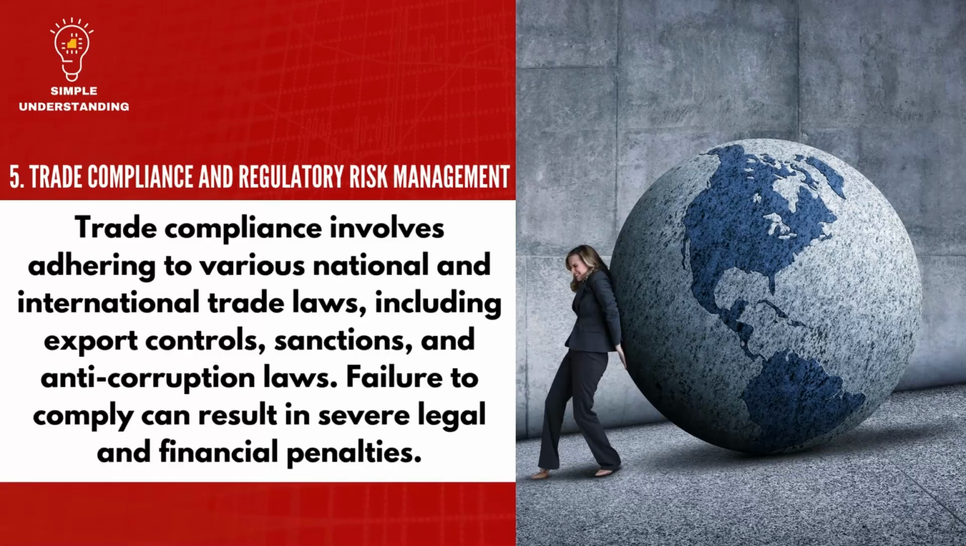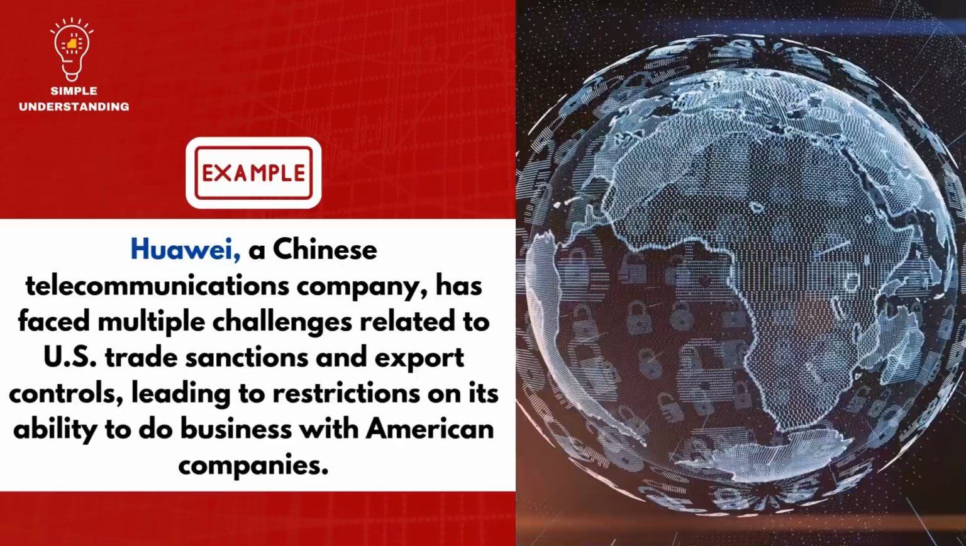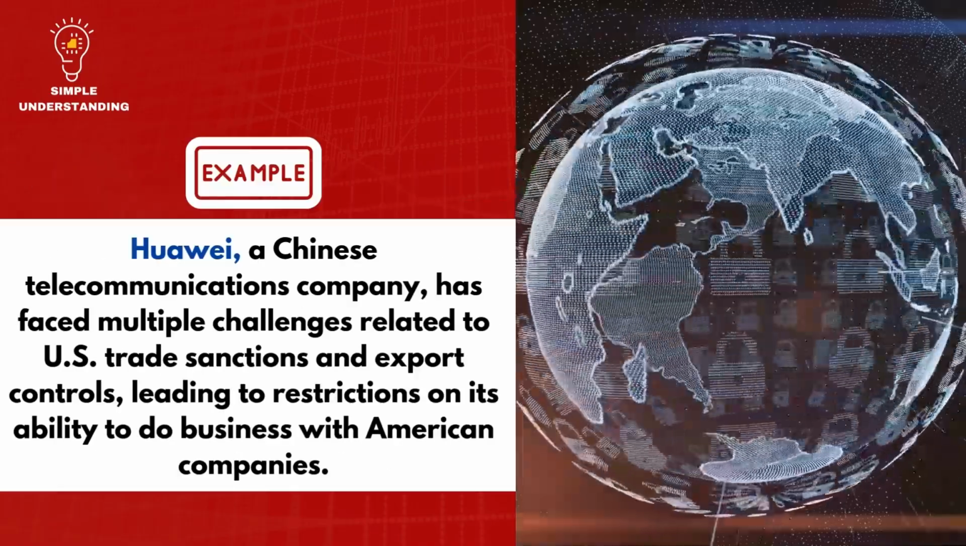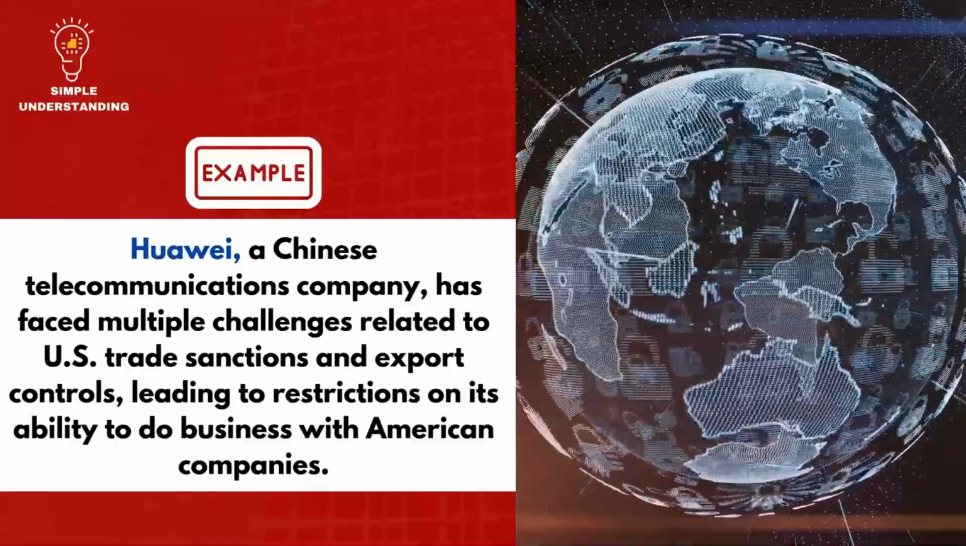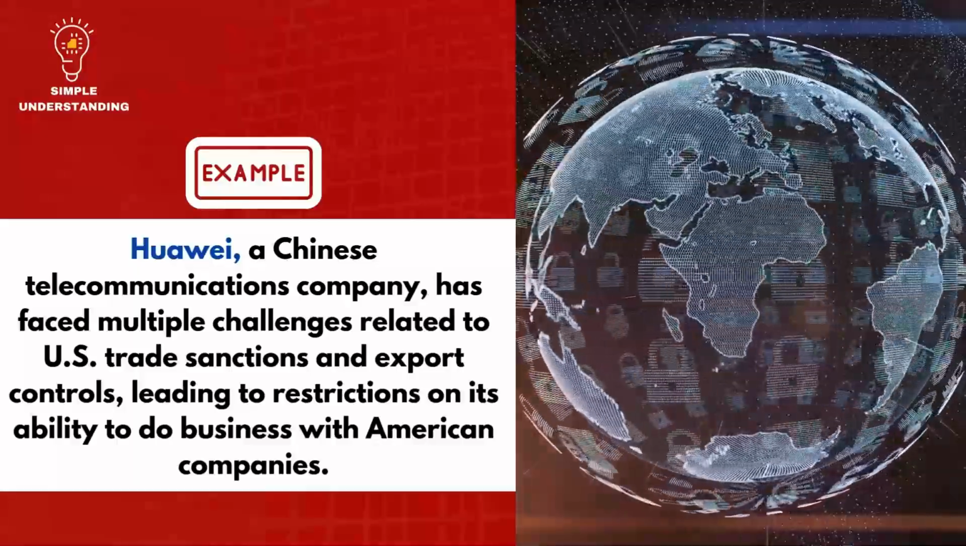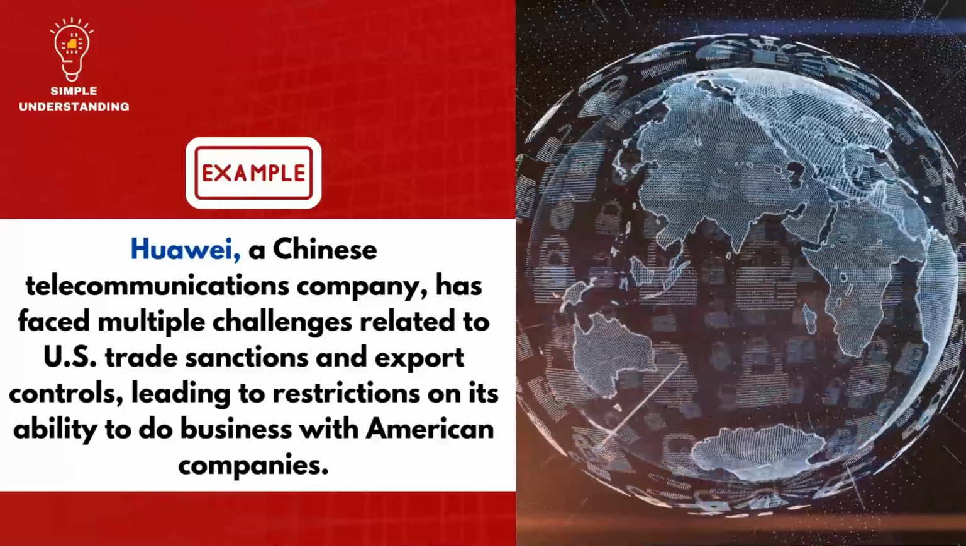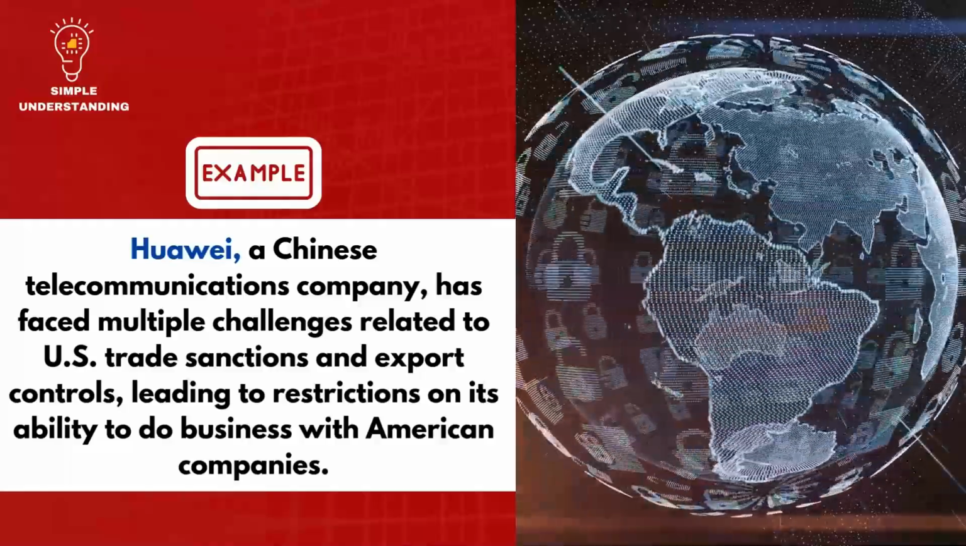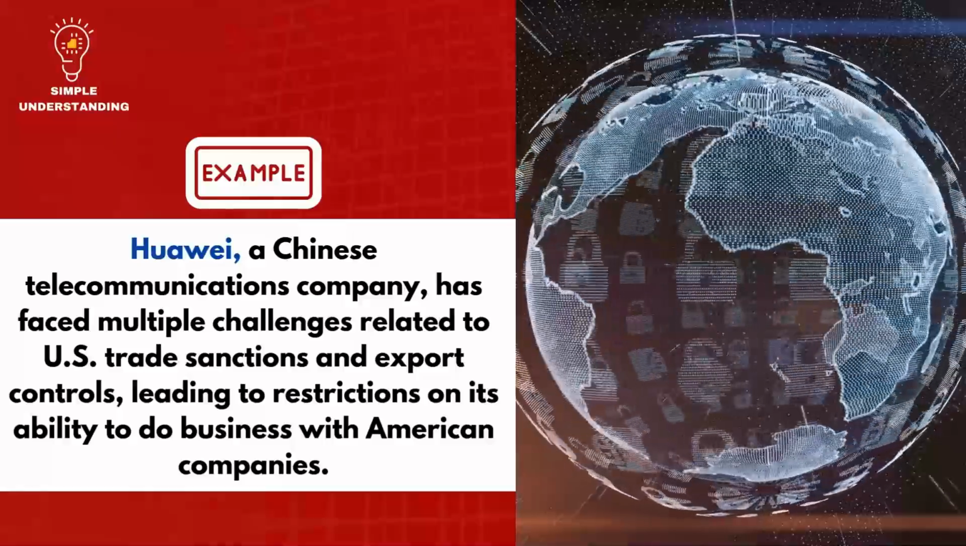5. Trade compliance and regulatory risk management. Explanation. Trade compliance involves adhering to various national and international trade laws, including export controls, sanctions, and anti-corruption laws. Failure to comply can result in severe legal and financial penalties. Real company example. Huawei, a Chinese telecommunications company, has faced multiple challenges related to U.S. trade sanctions and export controls, leading to restrictions on its ability to do business with American companies.